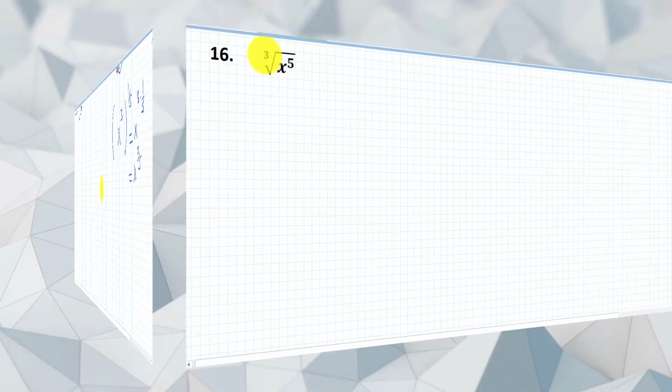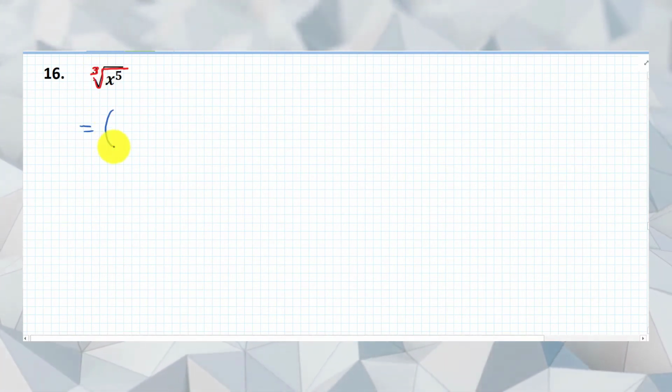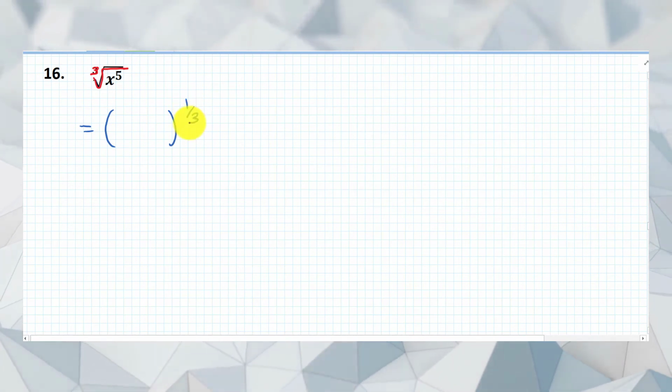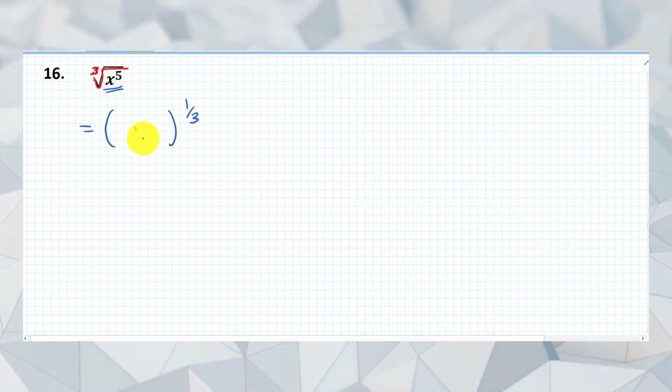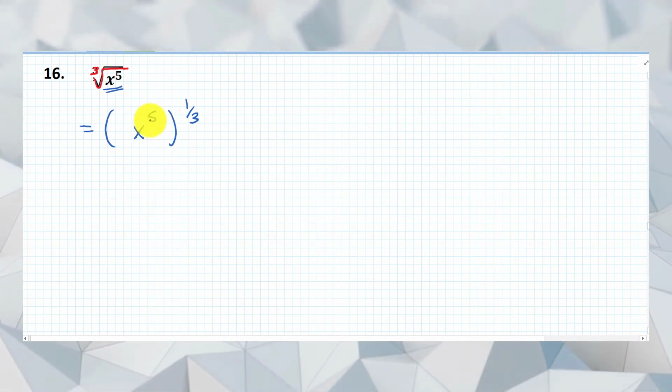Next example. Well, here I see that the root is a cube root. Cube root means power 1/3. Okay. What am I taking the cube root of? x to the 5th. So this is x to the 5th inside.